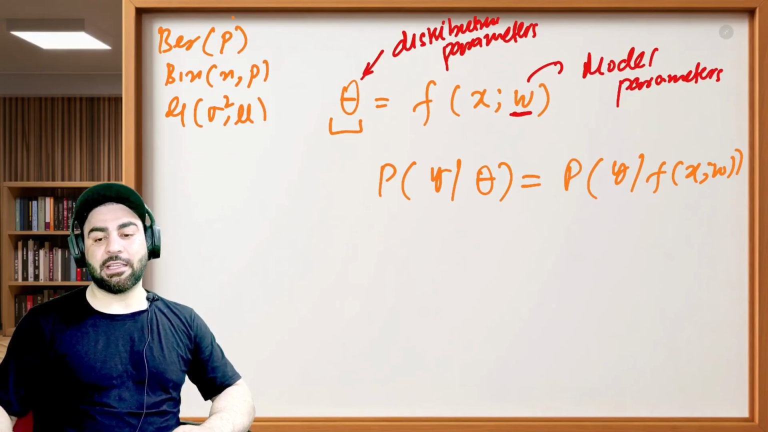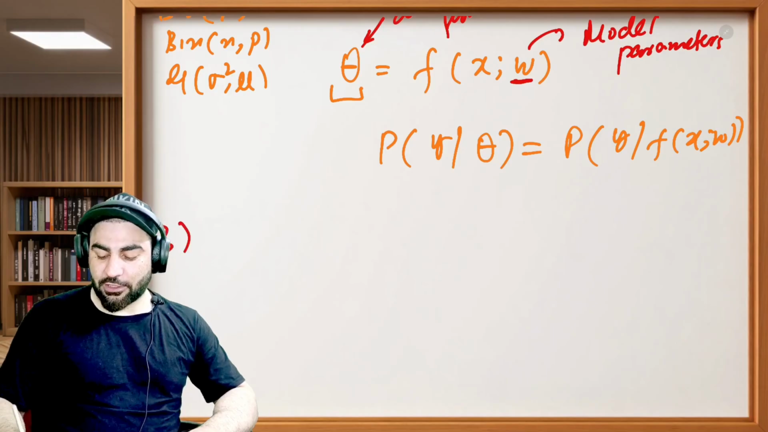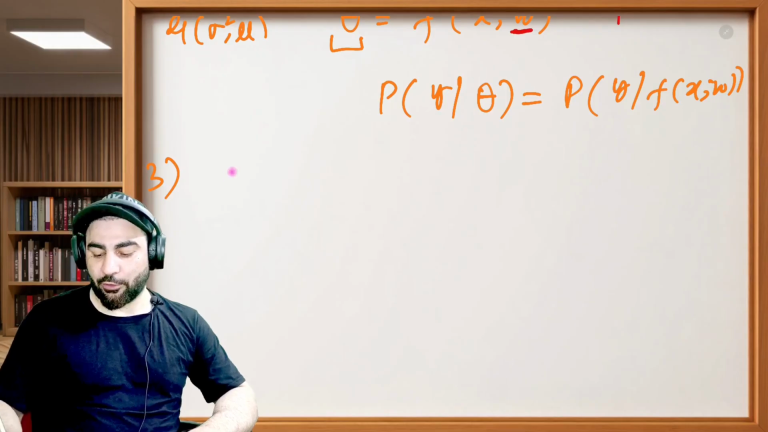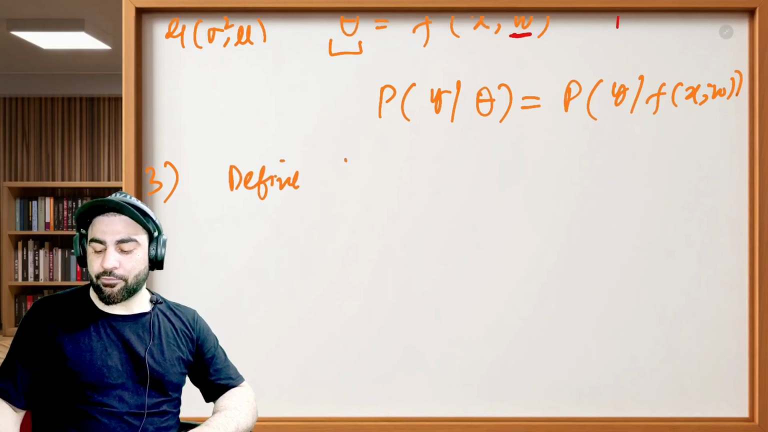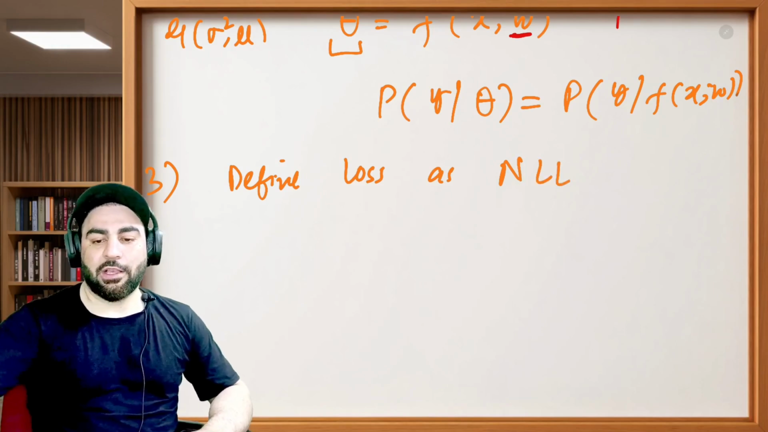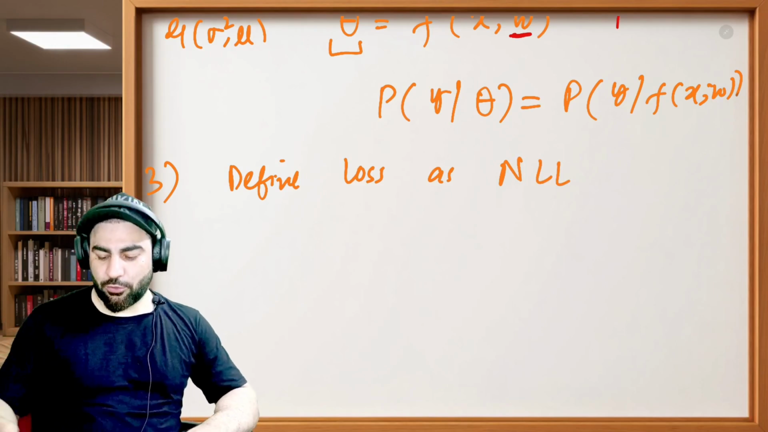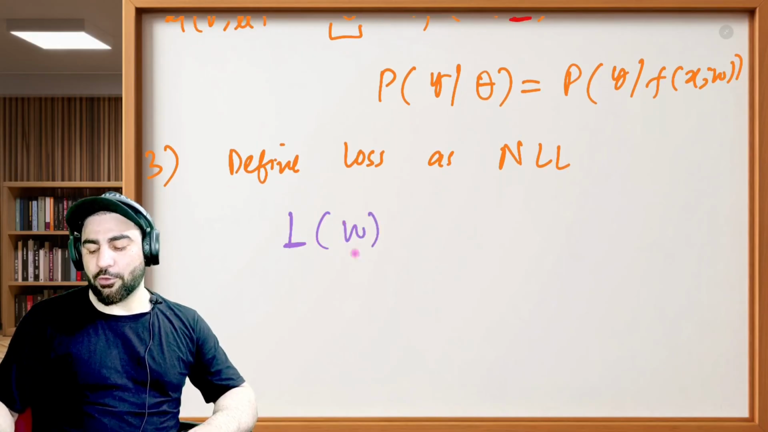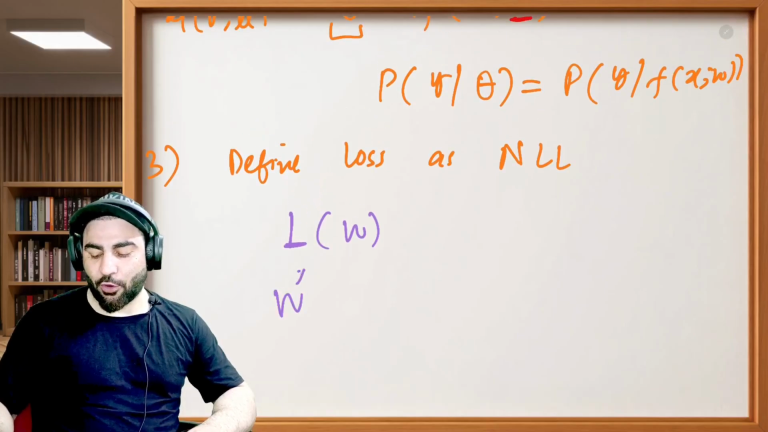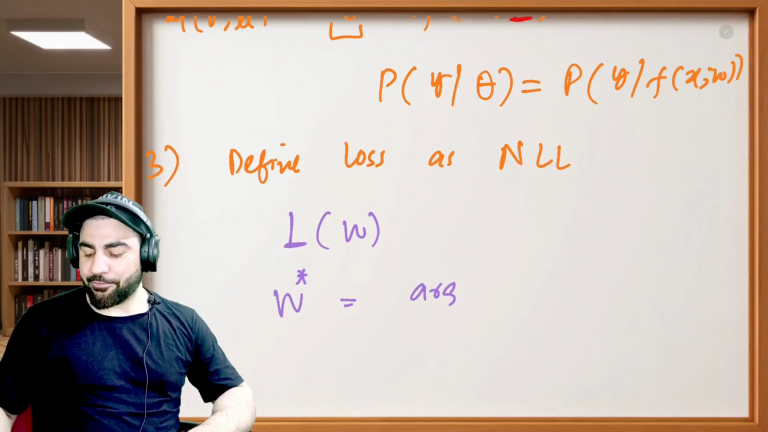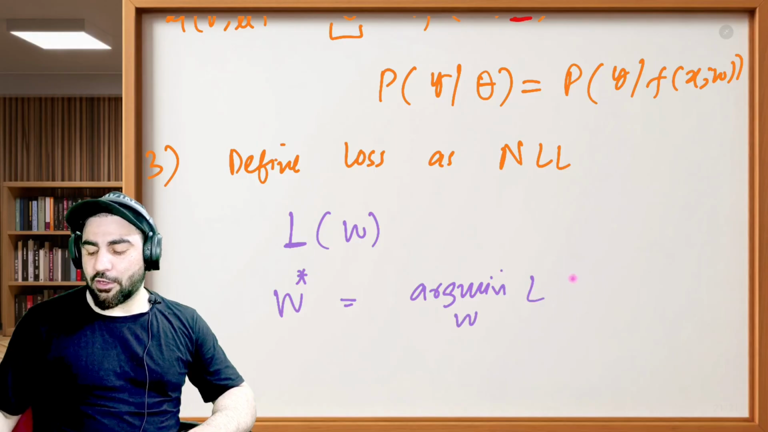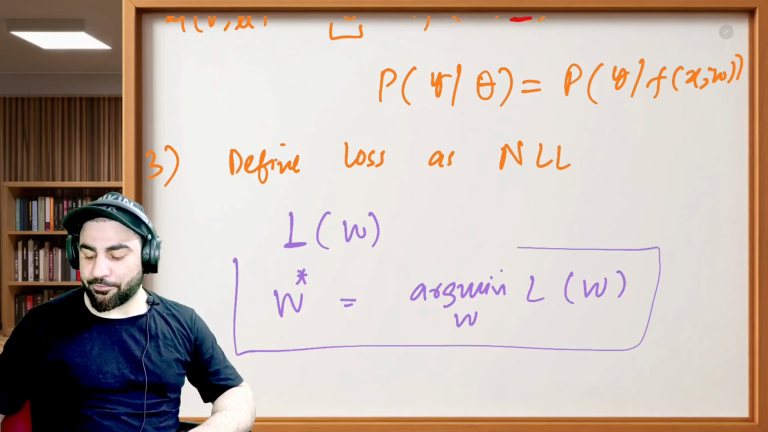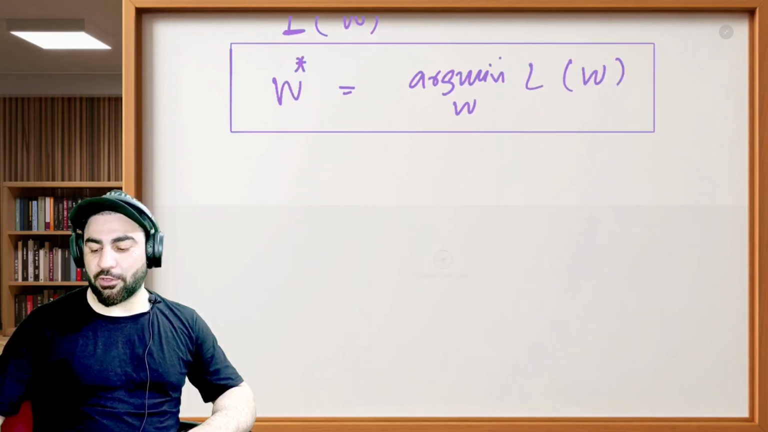The third step is to define the loss as negative log likelihood, NLL. Now you have to compute the training objective. So what should you do? Suppose I have L of W, which is a loss function. You want to find the optimal W, so you want arg min over W of L of W. This is your optimization problem, because now you want to do it with log likelihood.